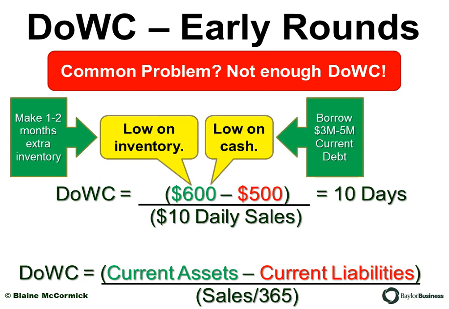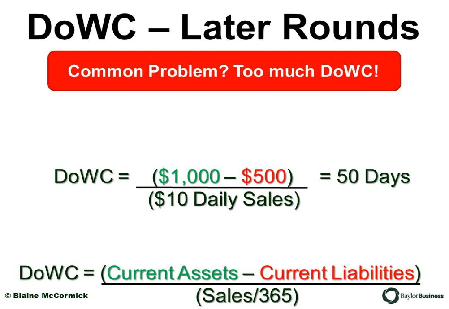A way that you can keep from running out of cash is to borrow current debt. You can get $3 to $5 million in current debt each round. You can get more than that, but I recommend $3 to $5 million in current debt because I see numerous teams each round that have emergency loans under $5 million. If you just have an extra $5 million in the bank, sure, it costs you $300,000 to $500,000 to carry that, but that's a pittance when it comes to paying off an emergency loan. And so bulking up on inventory and cash a little bit can help you manage low days of working capital in early rounds. In later rounds, it's a different problem.